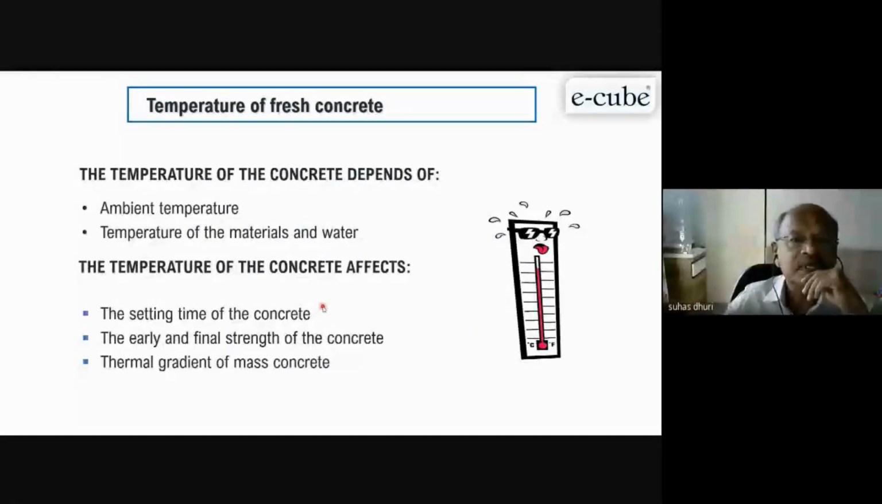Next is the temperature of concrete. Why is temperature of concrete important? Temperature of concrete depends upon ambient temperature and temperature of materials and water. And high temperature concrete is not good from a structural point of view.